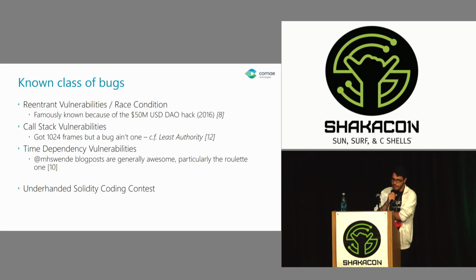So the first one is the race conditions that I was saying that was used last year to steal 50 million. The second one is the call stack issue. So if you use up all your stack frames, it can create some undesired behavior, and it will not even generate an exception. And time dependency vulnerability, well, that's pretty cool.